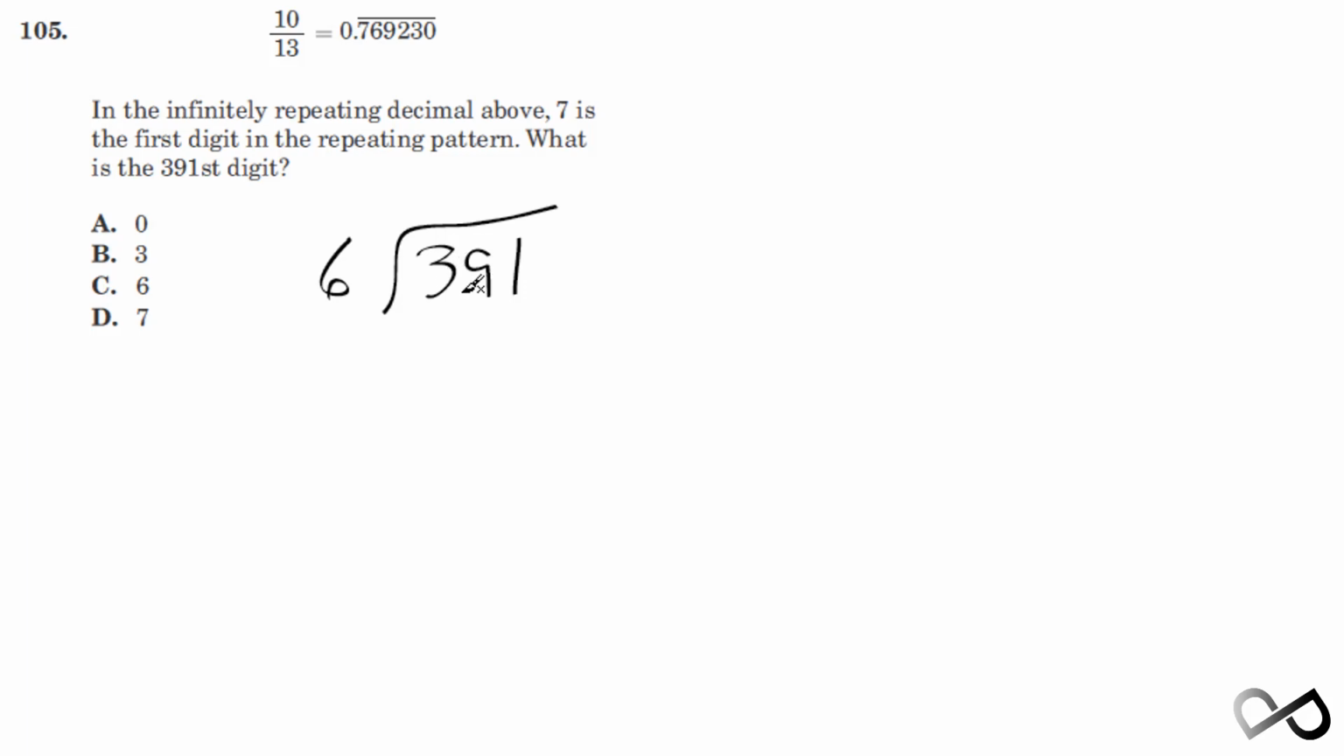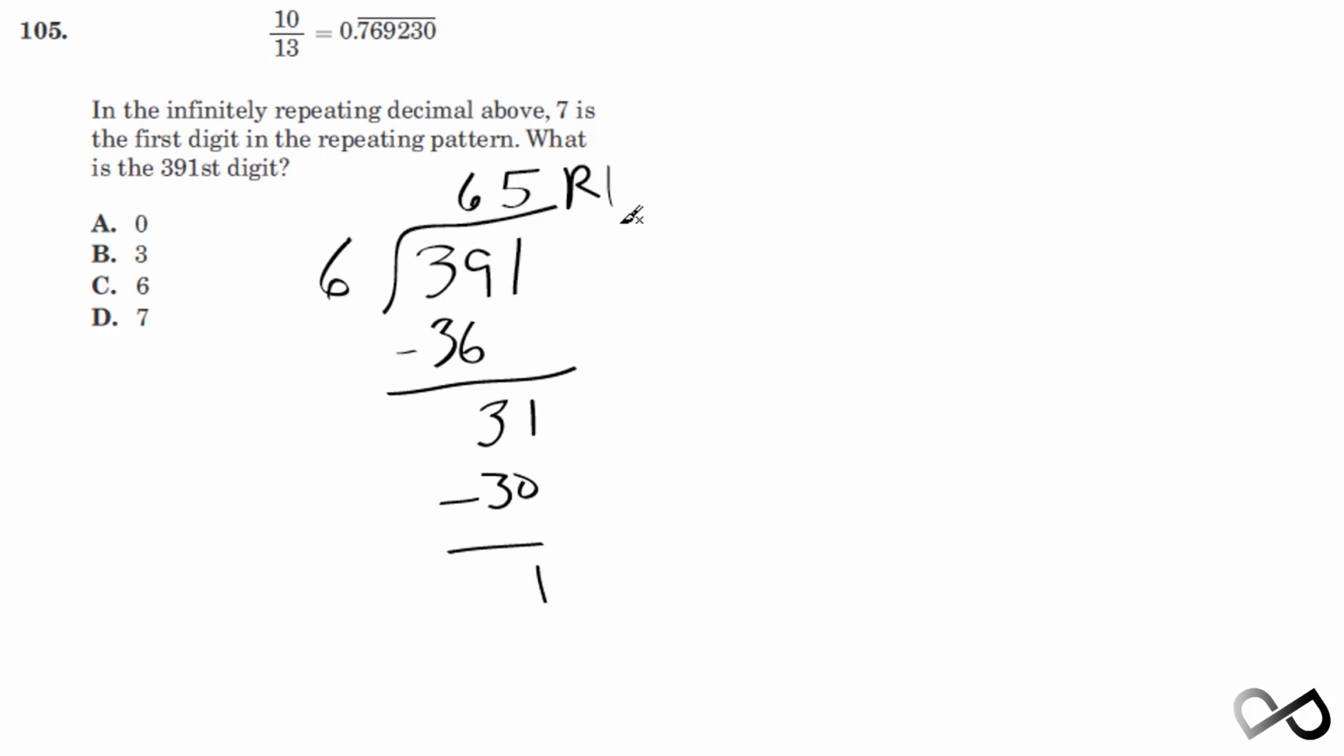Okay, so 6 goes into 39 6 times. 6 times 6 is 36. Subtract. We're going to have a difference of 3. Bring down the 1. And we're going to multiply this by 5. 6 times 5 is 30. Subtract. And we get a remainder of 1. So what does that remainder of 1 tell us? That means that this pattern is going to repeat itself 65 times. Okay, it's going to repeat itself 65 times.